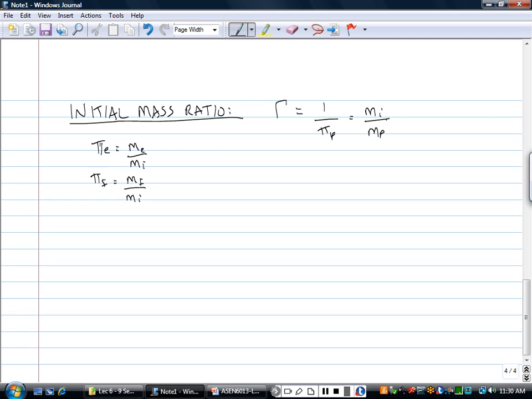So we substitute this in, we have our gamma, as we just mentioned, and what it's going to boil down to is 1 minus pi e minus pi f. And how do we get that? Where did that substitution come from? Yeah, it's just by definition. Pi e plus pi f plus pi p equals 1. It's all the masses have to add up to initial mass. So just substituting that in to get gamma equal to this. There's no trickery there.